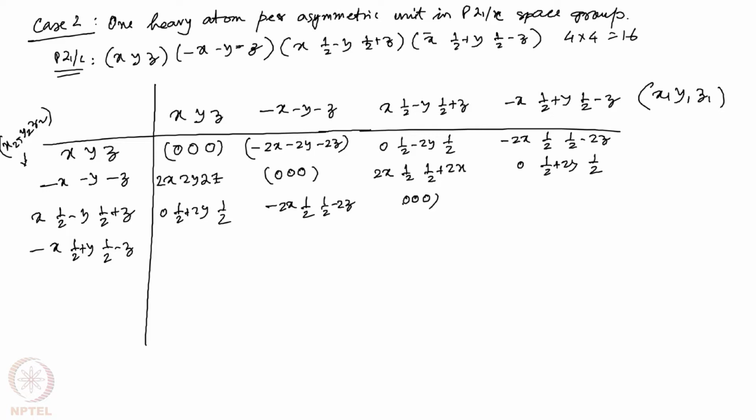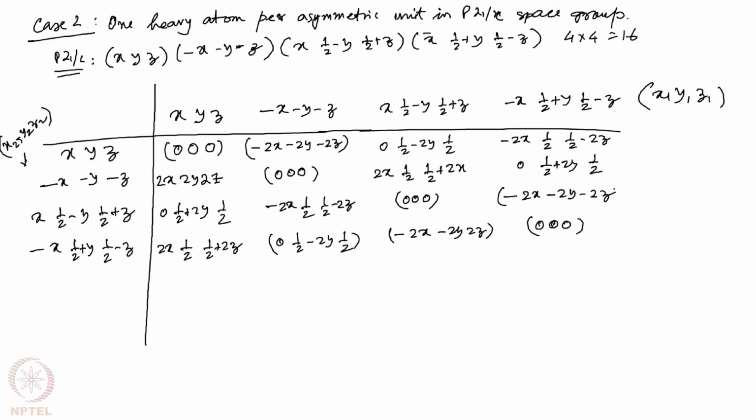This point is 0 0 0, the origin peak, and here we have minus 2x, minus 2y, minus 2z. The fourth row is nothing but 2x, half plus half and half plus 2z, 0, half minus 2y, half, minus 2x, minus 2y, 2z, and here the last point is 0 0 0.